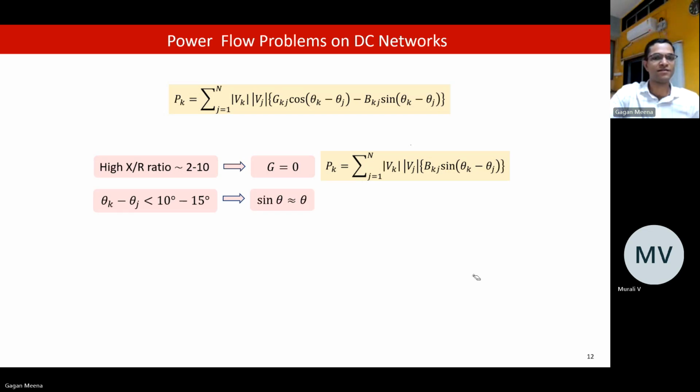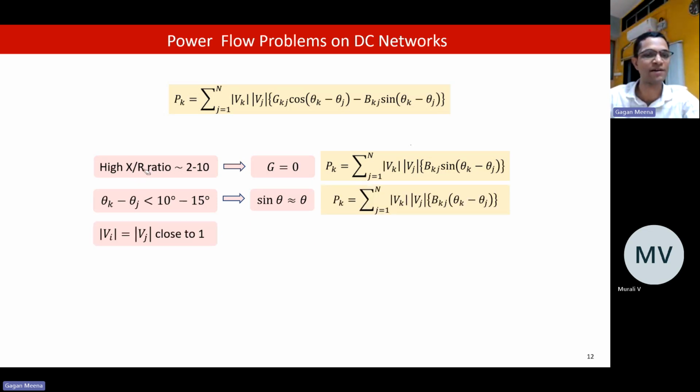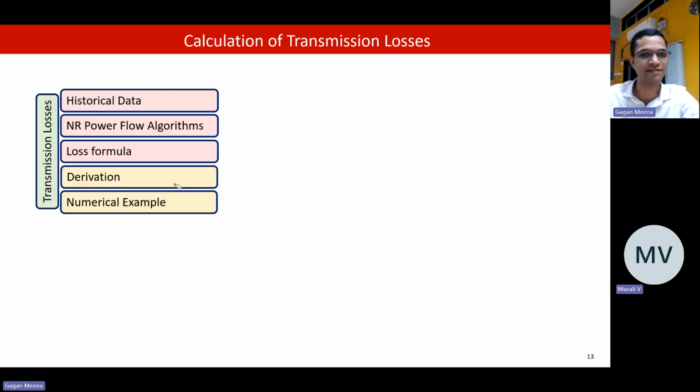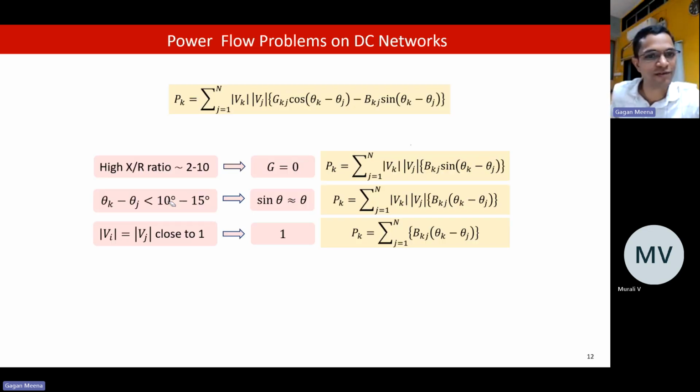Okay. The next assumption that we make is this ratio. These are the same approximations which we are using for fast decoupled also. Same equation. So the DC power flow comes from that fast decoupled only. The only difference here is we are having only a single shot solution, one step solution. That's the only difference from decoupled power flow.